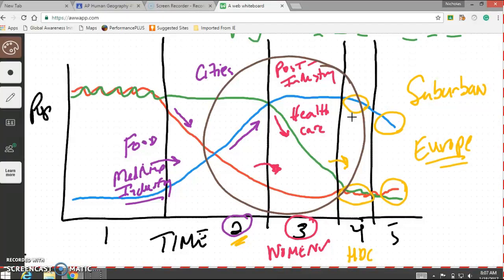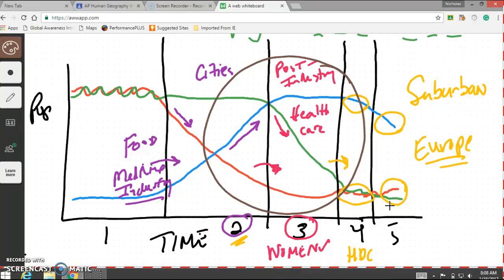And then demographers think that about 2100 or 2125, we're actually going to start to see the population of the Earth decrease significantly as people decide not to have as many children, and we get into the stage 5 situation.